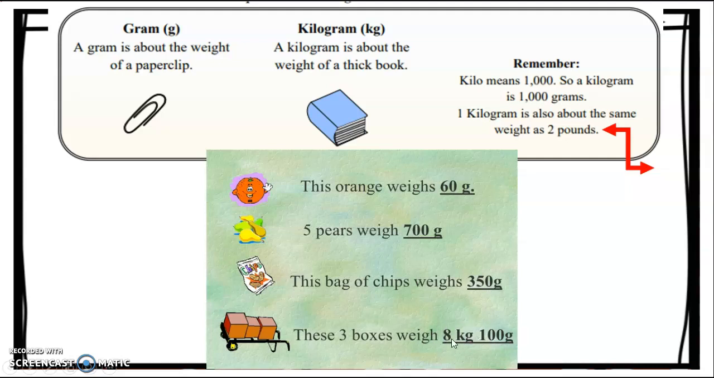Think about that. Remember I said up here that 1 kilogram is about 2 pounds. So 8 kilograms will be 8 times 2 would be about 16 pounds. That makes sense.